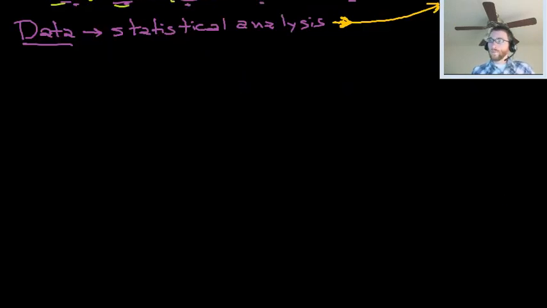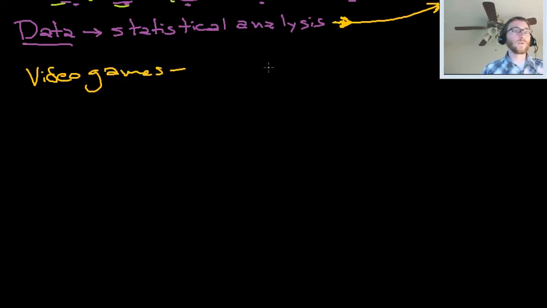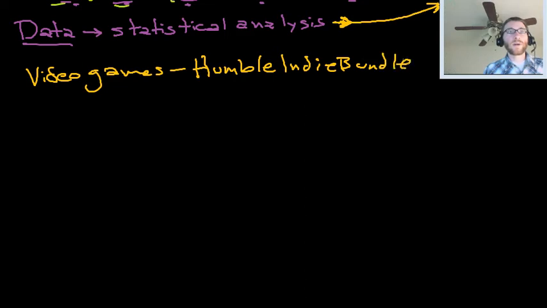Okay, so what else did I do? Where else have I found statistics? Well, I bought some video games. Now, I don't know if you've ever heard of this, but one of the things I bought is called a Humble Indie Bundle. I highly recommend it. It's independent video games, and it has a pricing model where you pick your price.